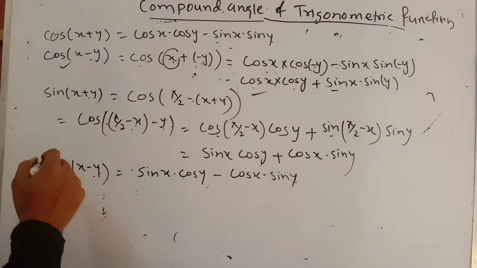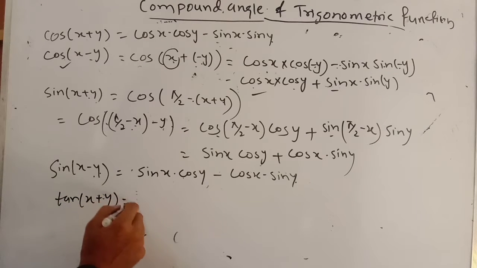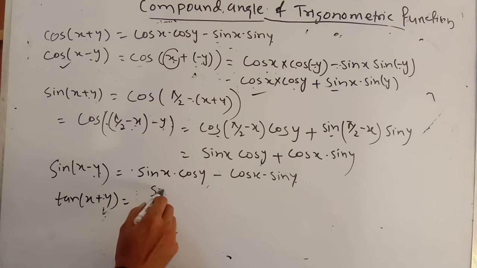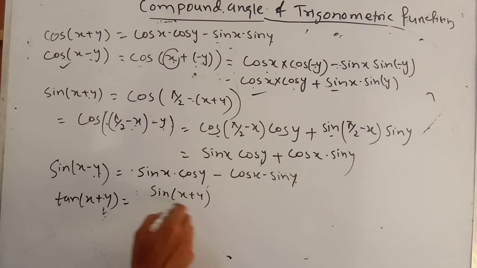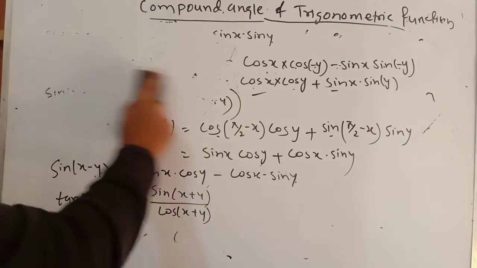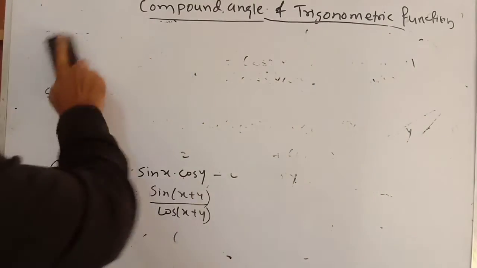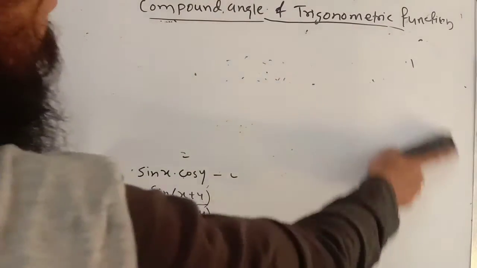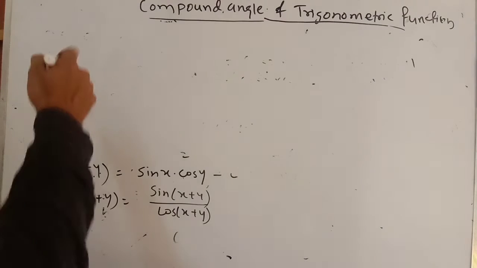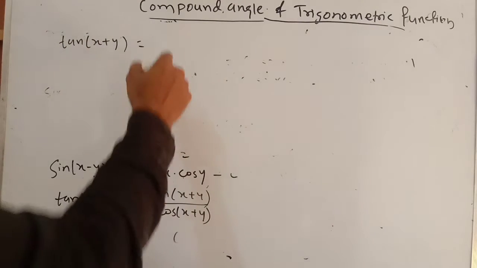Okay, similarly you can also find the formula of tan of x plus y. So we can write tan of x plus y equal to what? Sin of x plus y divided by cos of x plus y. So just solve this one, then after that you will get the compound angle formula of the tan trigonometric function. Okay, so break this one.